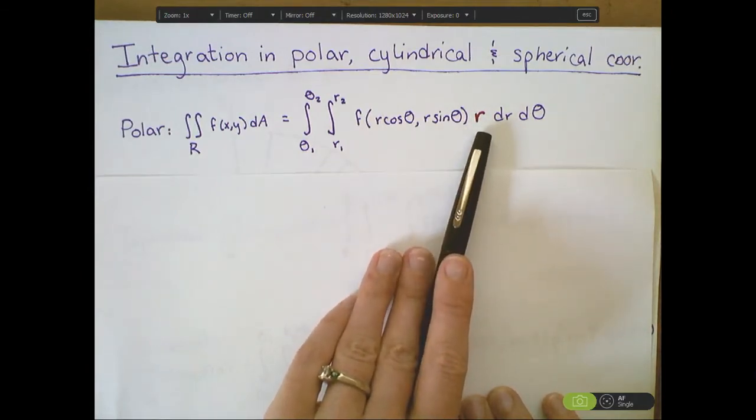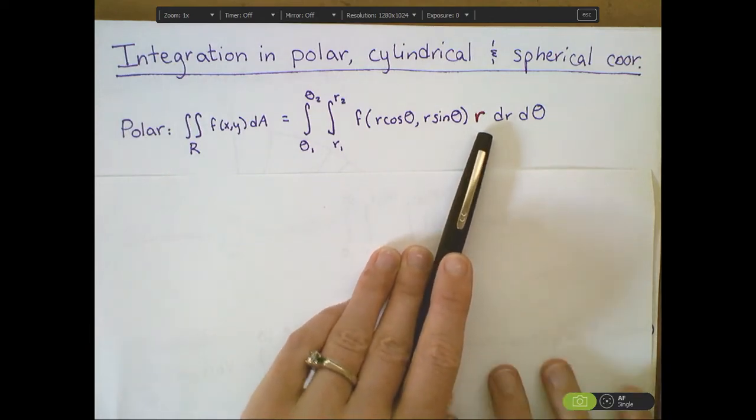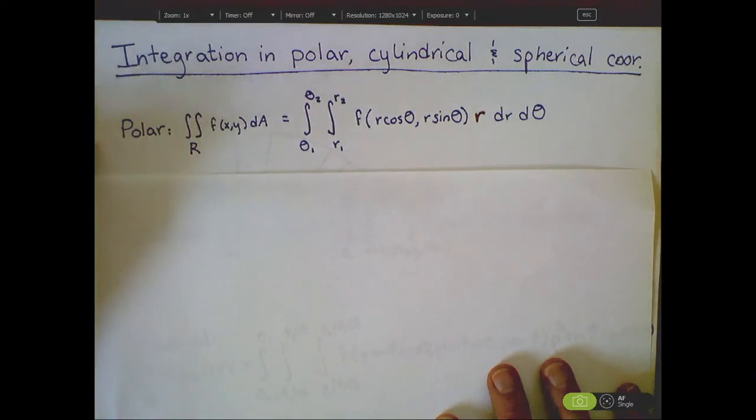It's red on my screen. I don't know if it's red on yours. I'm going to explain where this r comes from in a second, but first let's go through the other formulas.